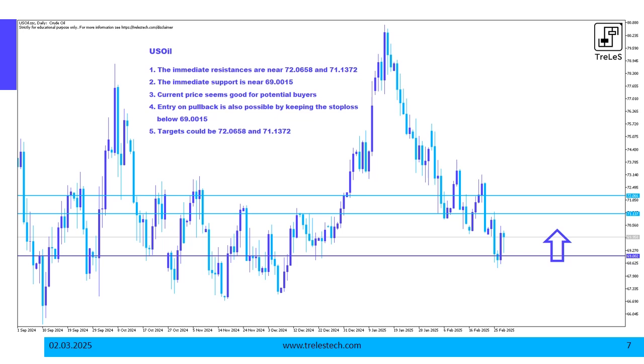A pullback entry is also an option with a stop loss placed below 69.0015. As for our target, we are looking at 72.0658 and 71.1372.